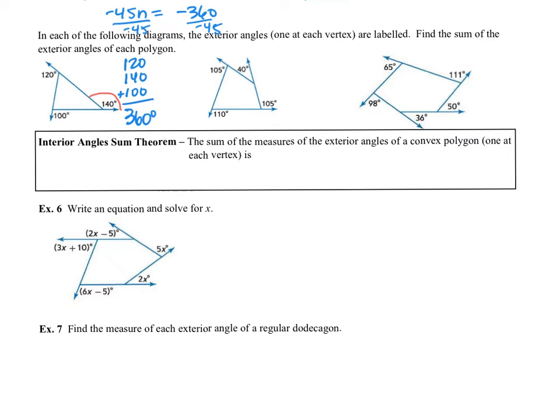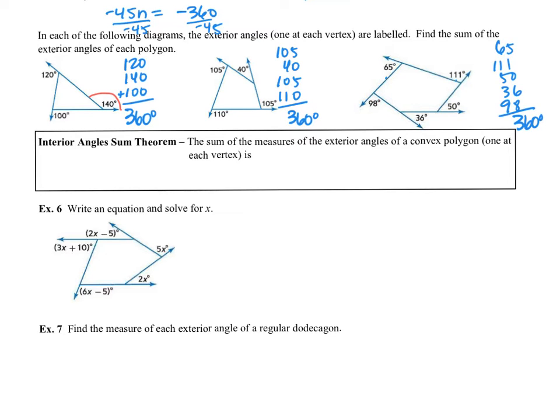In this next example, if I take 105 plus 40 plus another 105 plus 110, add that up, we get 360 degrees again. That's interesting. How about this one? If I add all 5 of these exterior angles, so that would be 65 plus 111 plus 50 plus 36 plus 98, it again turns out to be 360 degrees. So each time we added the measures of the exterior angles, one at each vertex, we got 360 every time.